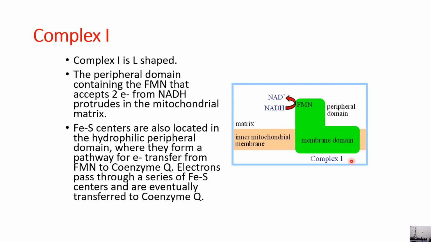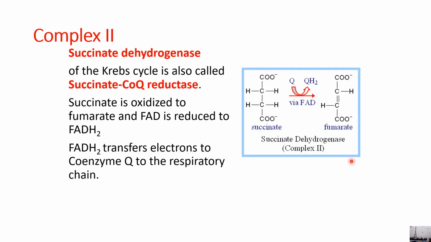Complex 1 is L-shaped. The peripheral domain containing the FMN that accepts 2 electrons from NADH protrudes into the mitochondrial matrix. FeS centers are also located in the hydrophilic peripheral domain, where they form a pathway for electron transfer from FMN to coenzyme Q. Electrons pass through a series of FeS centers and are eventually transferred to coenzyme Q.